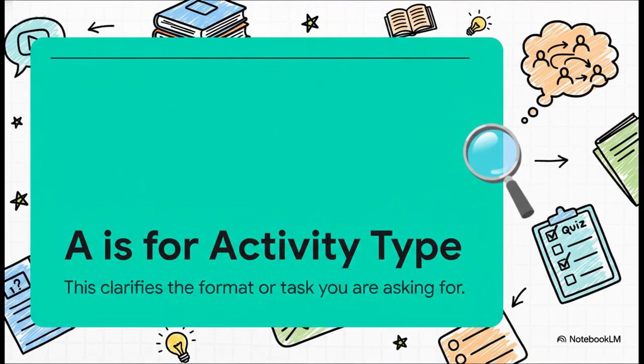Okay, on to A for activity type. This is all about the how. What do you actually want? A quiz? A worksheet? A script for a video? If you don't specify the format, you're basically just rolling the dice and hoping for the best.